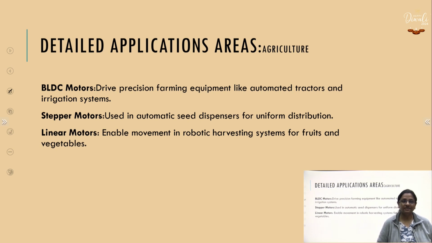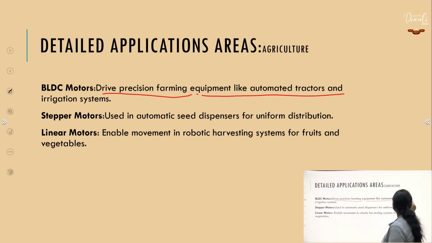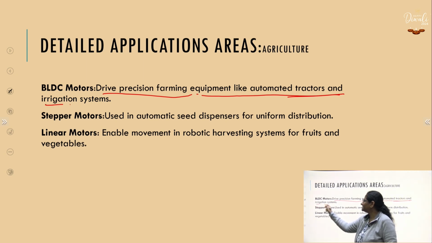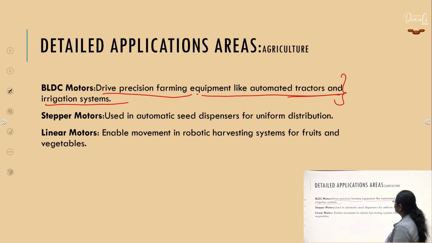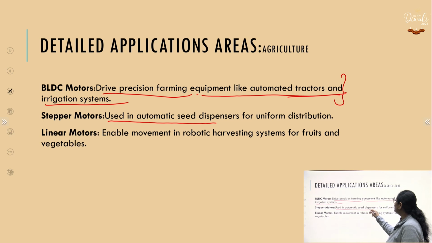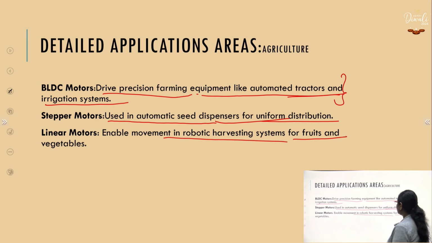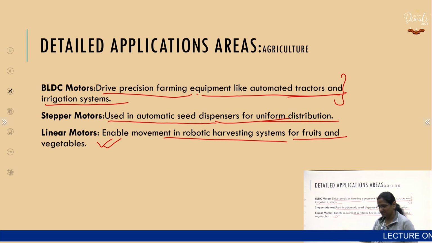Another area is agriculture. So, we are making the agriculture system more efficient and more sustainable in nature. The various motors used: BLDC motors drive precision farming equipment like automated tractors and irrigation systems. So, agriculture automation requires these special electrical machines. Then we have stepper motors. They are used in automatic seed dispensers for uniform distribution of the seed throughout the land. Then we have linear motors. They enable movement in robotic harvesting systems for fruits and vegetables.